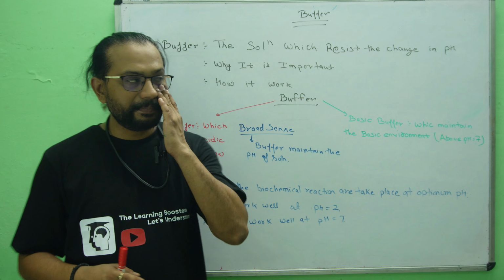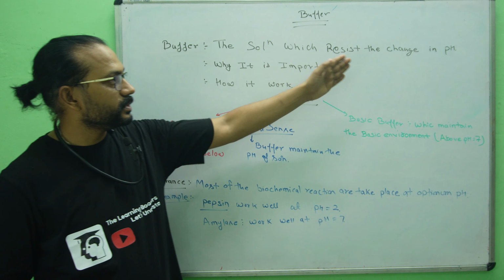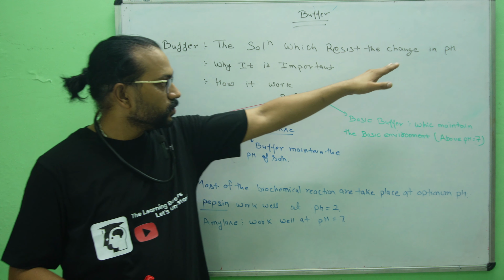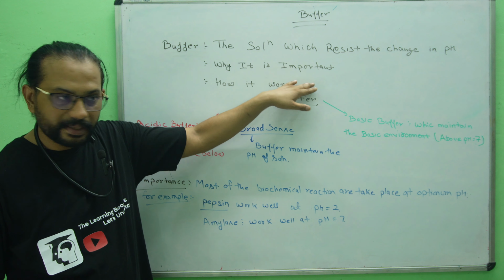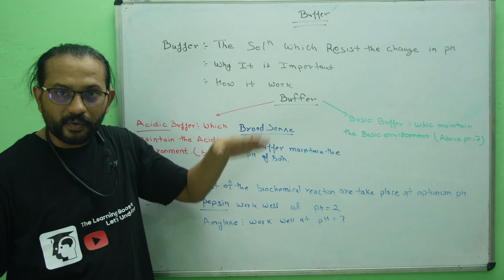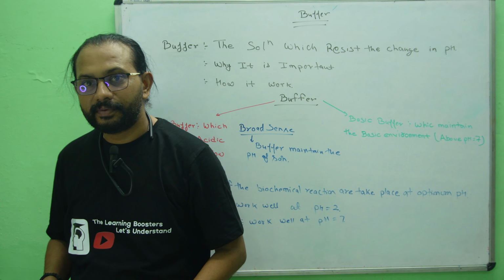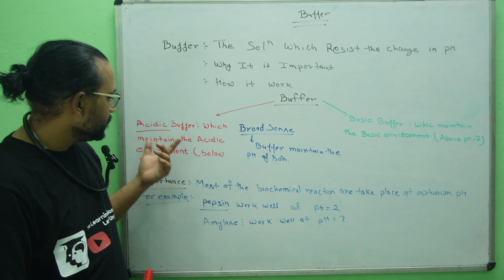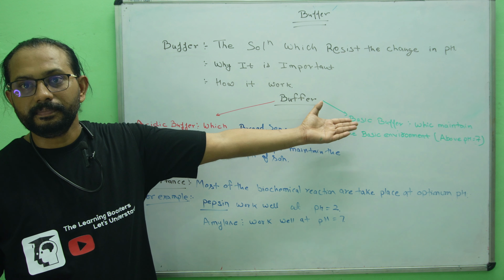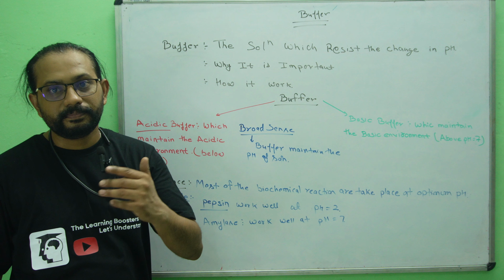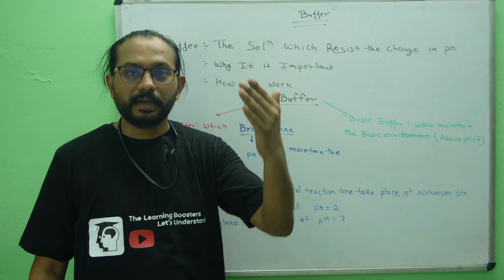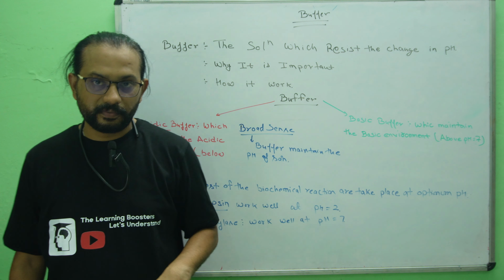Okay, so a buffer can be defined as a solution which resists the change in pH. In this lecture, we learn why it is important, then we learn how it works. We can divide buffers into two categories. One is an acidic buffer, the second is a basic buffer. Whenever I say acidic, it means the pH will be below 7. If I say basic, it means the pH will be above 7. The neutral pH is always the same.